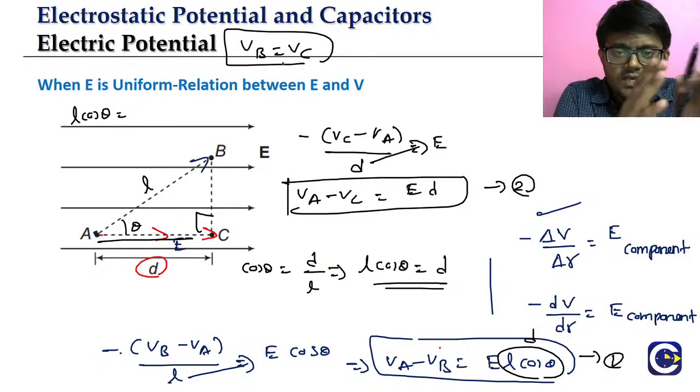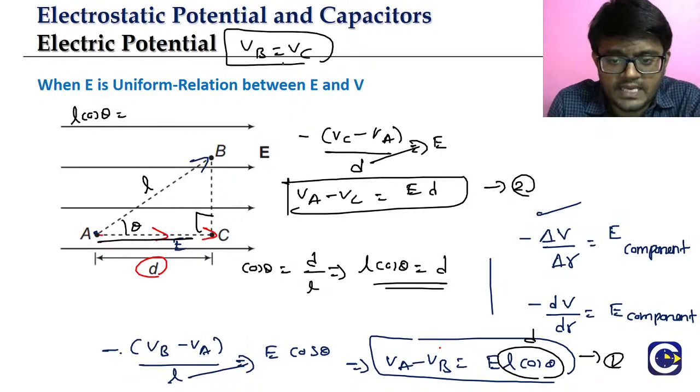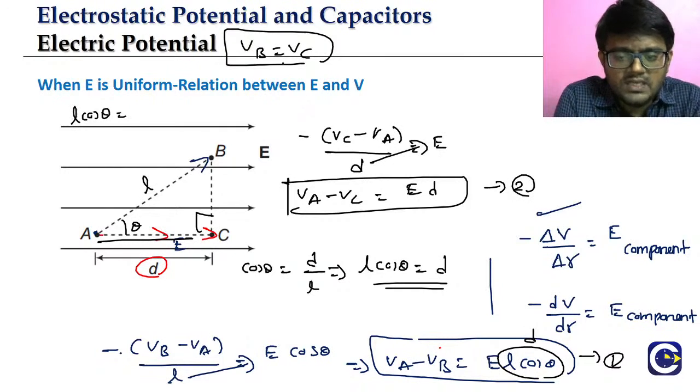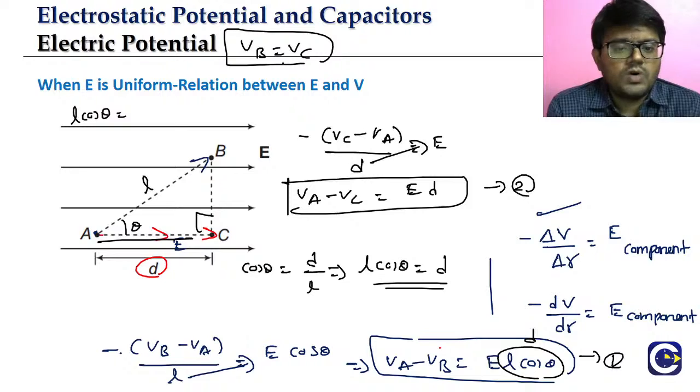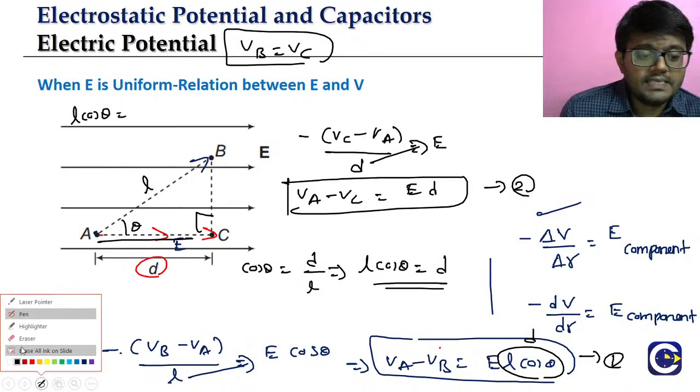The first equation: VA minus VB is equal to E into D. Similarly, the second equation: VA minus VC is equal to E into D. Comparing, what should we get? The value of VB must be equal to VC. We can also try to get this relation in another way.